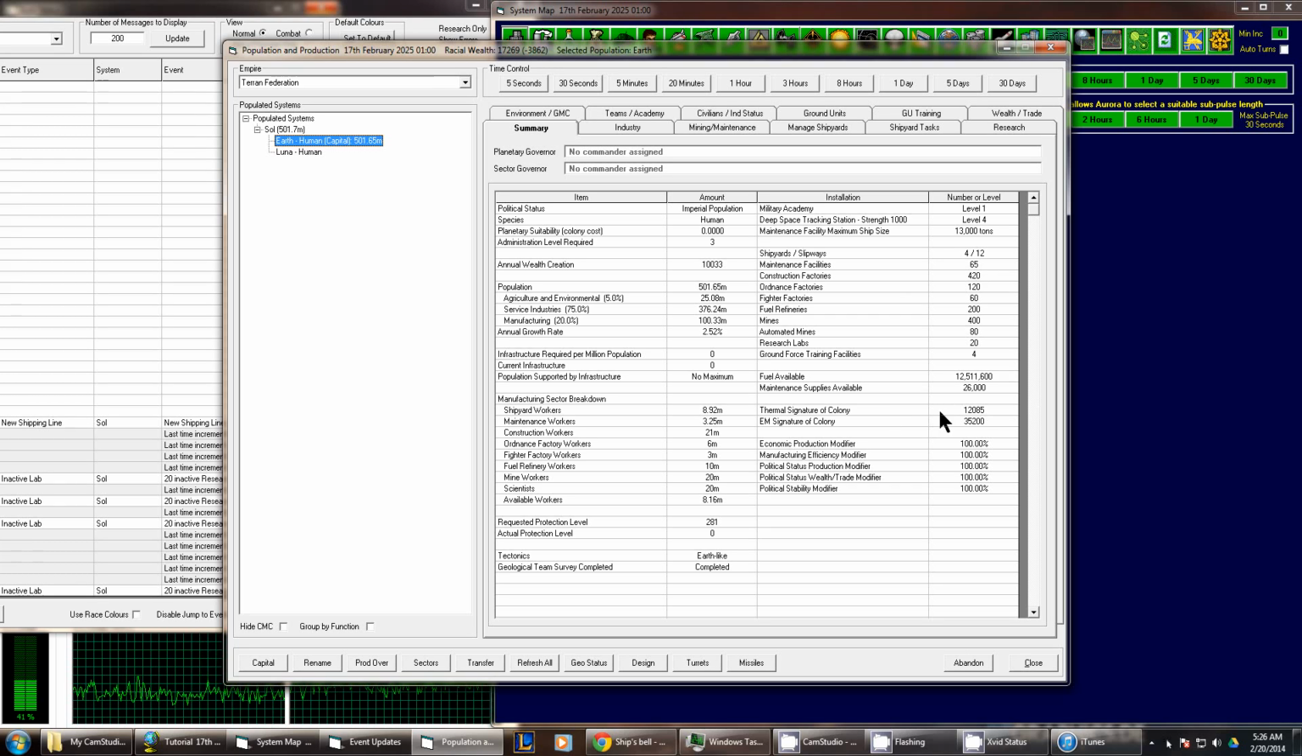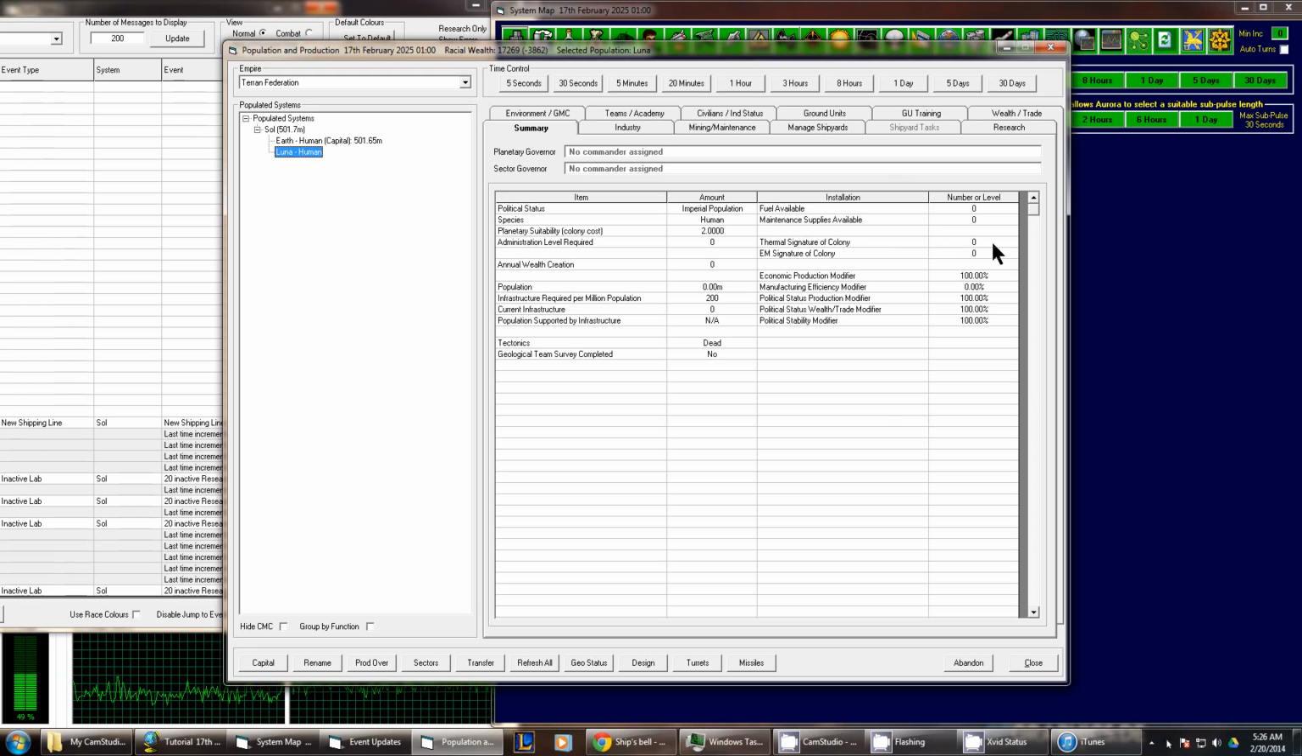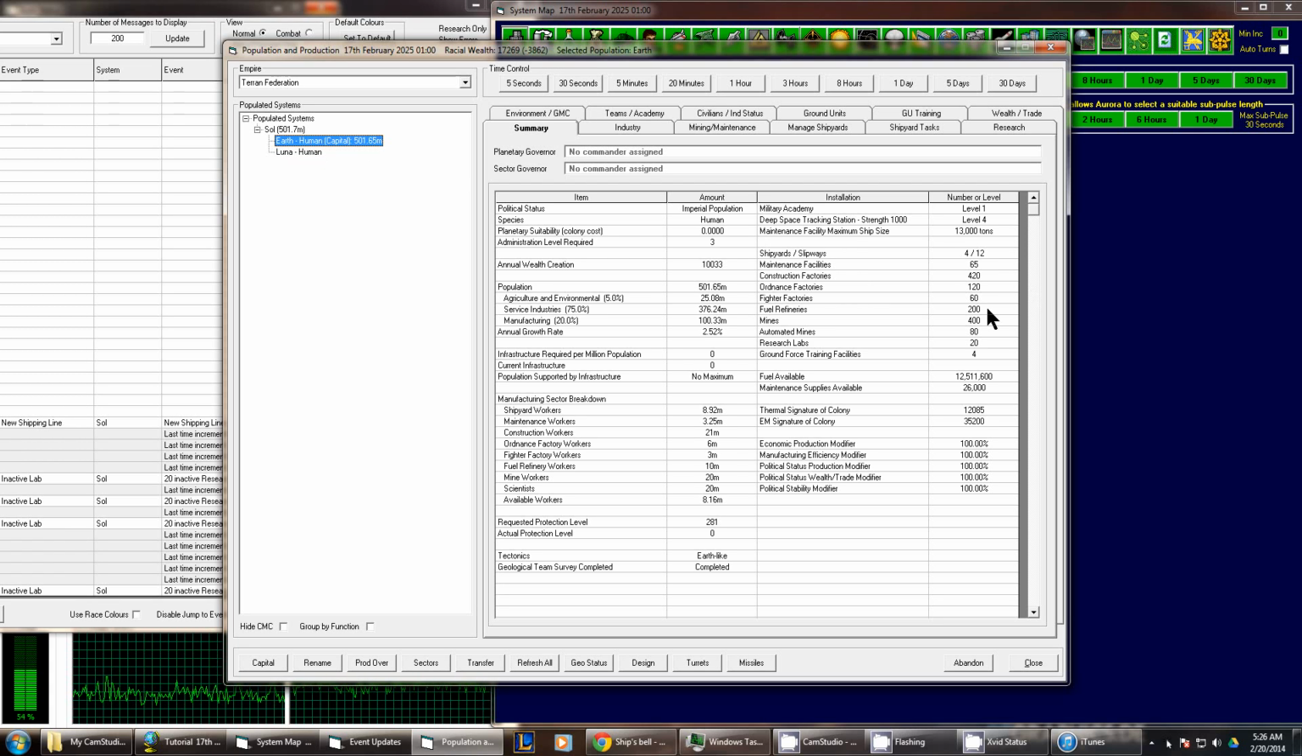The thermal signature, let's say we had a ship come in and wanted to know, and they had thermal sensors. Well, the signature of our colony is 12,000. Whereas, does Luna say that? Yeah, because there's no one living on Luna, it's 0. There's no thermal signature there. EM basically means how much industry do we have going on there. Because we have so much here, your EM signature is going to be 35,000. Essentially, it's how close a scout has to be to see this colony, and from Earth they can see it from way far away, but on Luna we're invisible.